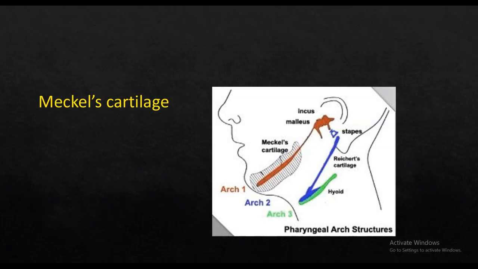This cartilage only takes the role of a guide for ossification, and it is not incorporated in the mandible during ossification. It forms the auditory ossicles and the sphenomalleolar ligament. Additionally, the fibrocellular capsule persists as the sphenomandibular ligament.